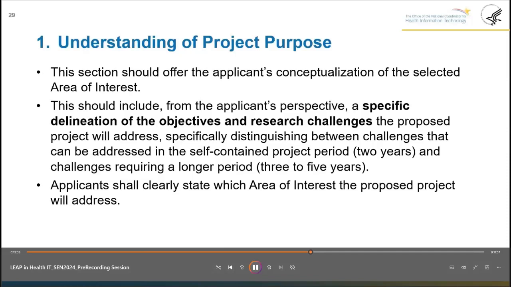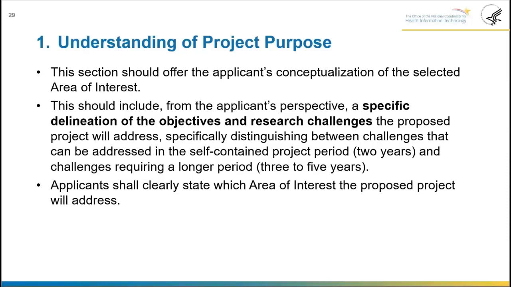The understanding of project purpose section should offer the applicant's conceptualization of the selected area of interest. This should include, from the applicant's perspective, a specific delineation of the objectives and research challenges the proposed project will address, specifically distinguishing between challenges that can be addressed in the self-contained project period of 2 years and challenges requiring a longer period, 3 to 5 years. Applicants shall clearly state which area of interest the proposed project will address.